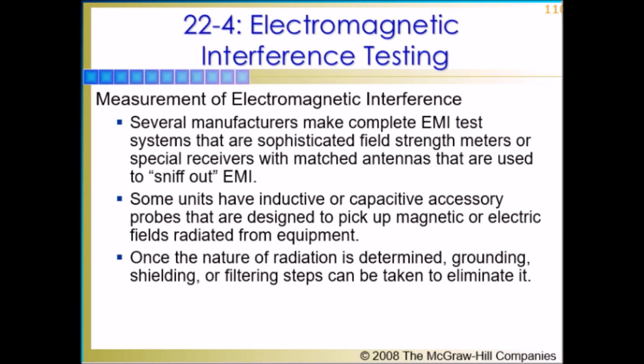The FCC also distinguishes between intentional radiators, such as wireless LANs and other wireless units, and unintentional radiators, such as computers.